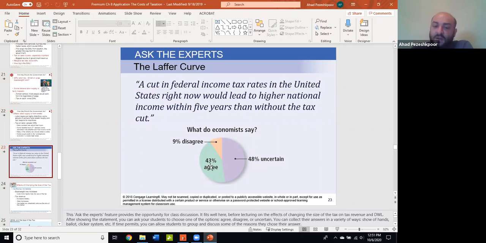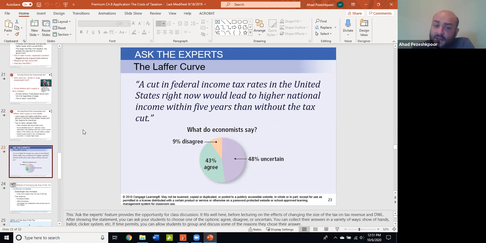As you can see, almost half of the people asked agree, half are uncertain. They're saying that you can't really predict like that. Lots of things could happen, like for example, the coronavirus crisis could happen and upend everything. And 9% would disagree. They would say no. Most economists agree with this.